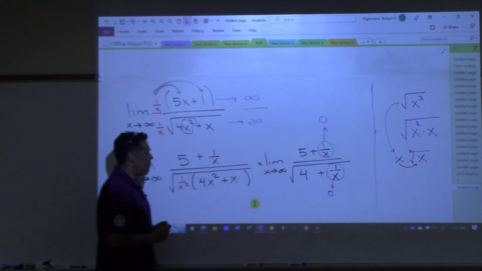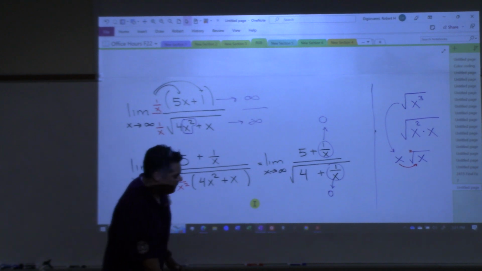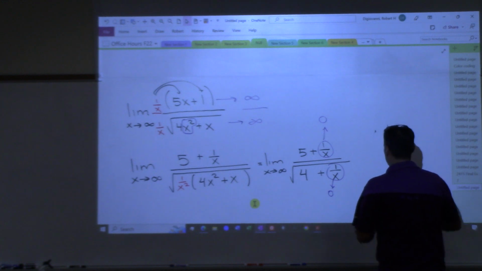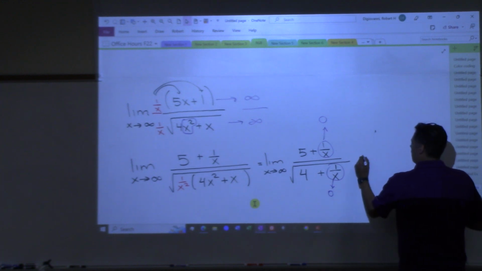And so what am I left with? 5 over the square root of 4, right? Which is going to be 5 over 2. 5 halves.